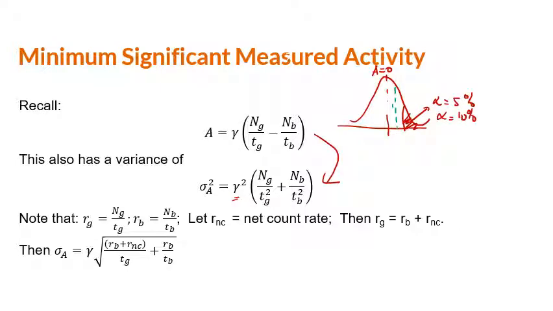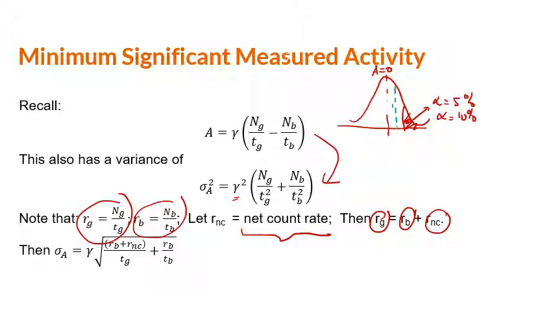So, recall na pwede natin siyang gawing rate. In terms of rates, you have this expression. So, your gross rate is NG over TG, and your rate of your background is NB over TB. So, let's introduce a new variable called RNC, or your net count rate. So, I hope this is clear na yung gross rate nyo is equal to your background plus your net count. Okay, so gross rate, yung actual na nabibilang na rate is equal to your background plus your net count. So, substituting this in our variance, we now have an expression for your standard deviation.